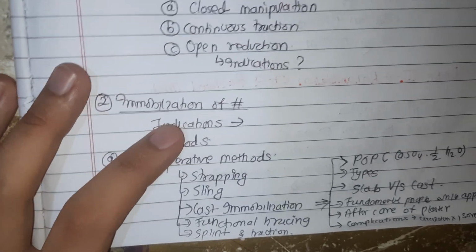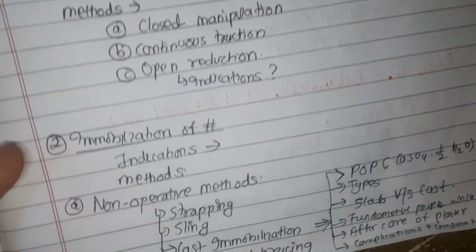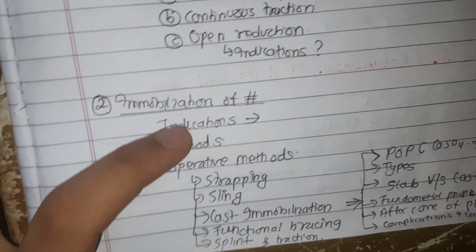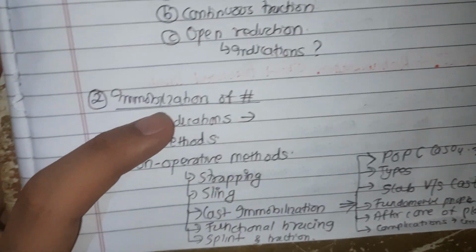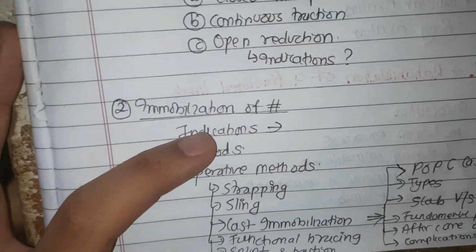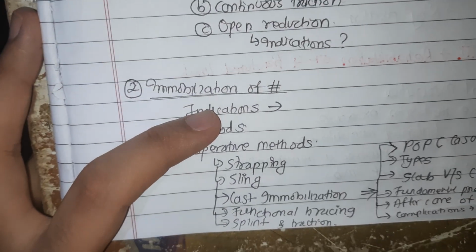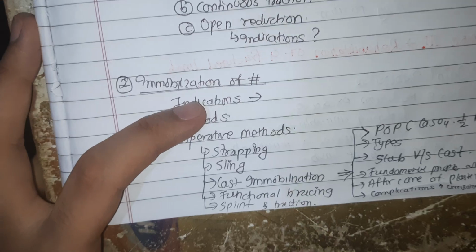Now, after the reduction, the next step is the immobilization of the fracture. Not all fractures require immobilization. The reason for immobilizing a fracture may be to prevent displacement or angulation. In general, if reduction has been necessary, immobilization will be required.